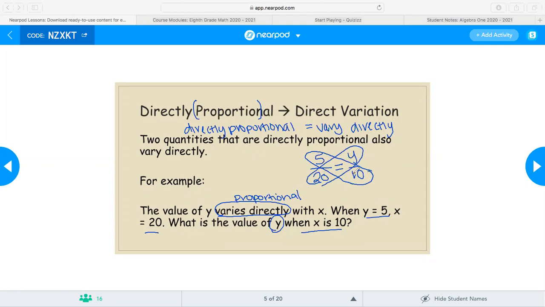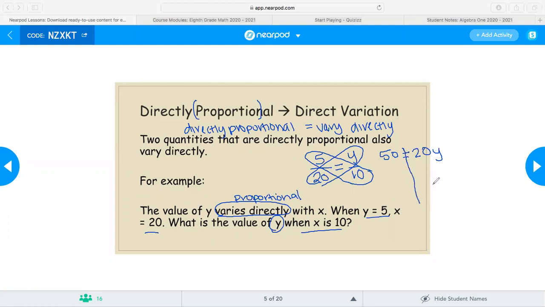So 5 times 10. This is telling me what to multiply together. 5 times 10 is 50. 20 times y is 20y. So 50 equals 20y. Hopefully this is kind of ringing some bells. So 50 equals 20y. Well, I need to solve for y.